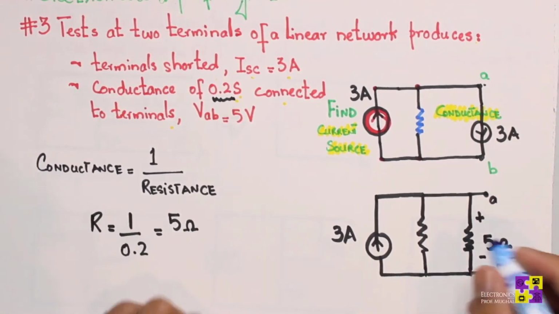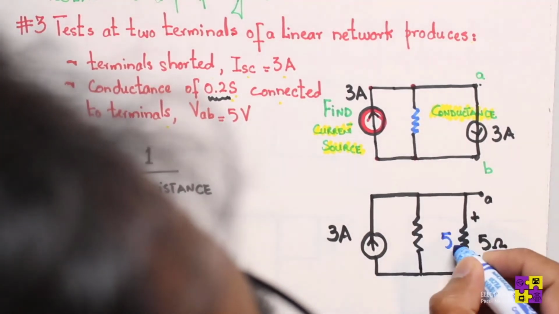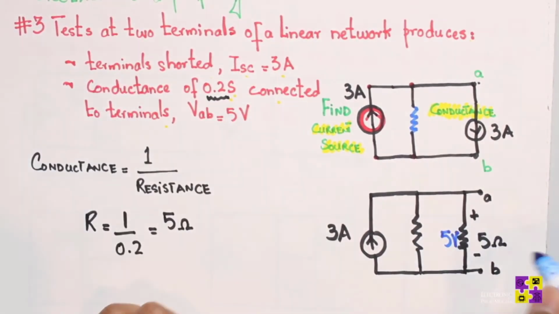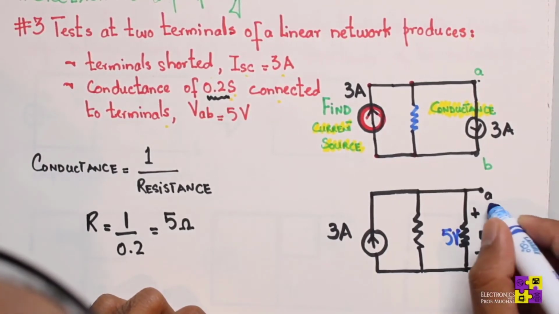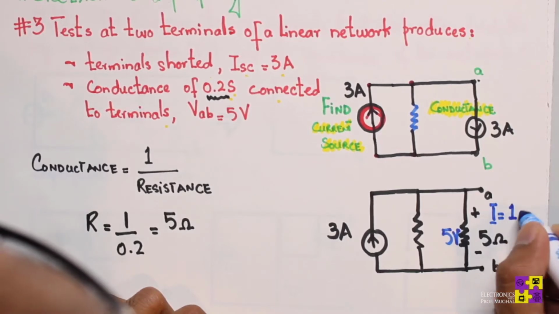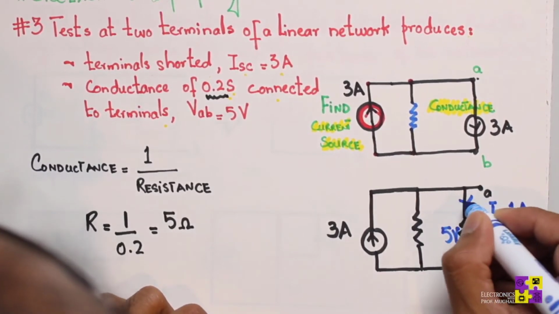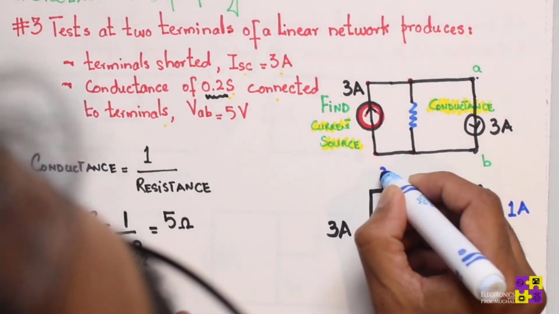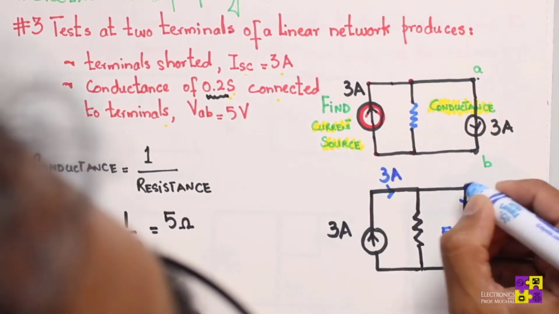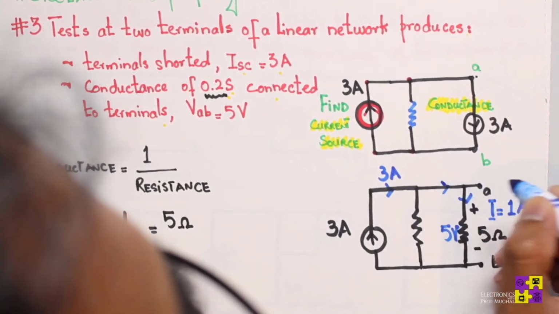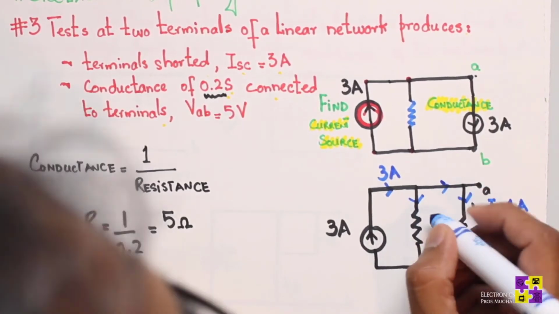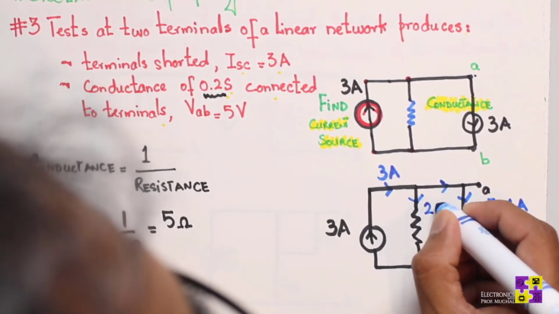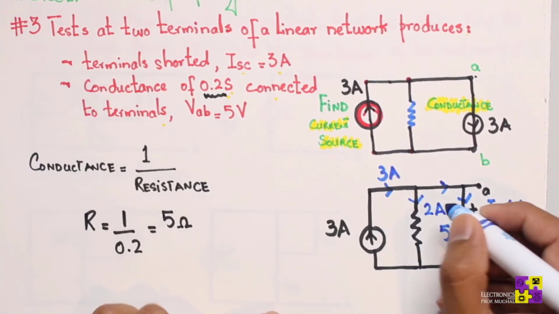Now this also means that if I do the math, I equals V over R, 5 divided by 5 gives me 1 amp of current flowing here. So we have 3 amps coming from here, and 1 amp goes here. So the amount of current flowing in this resistor is simply 2 amps, correct?